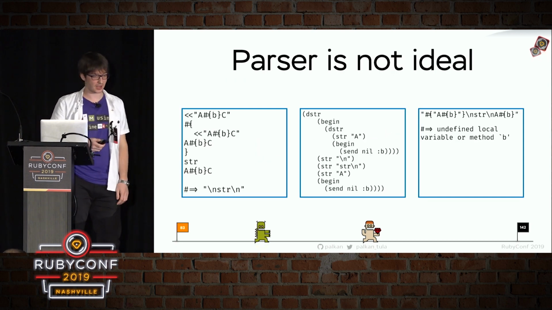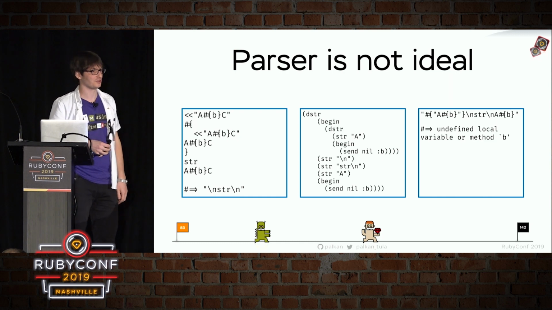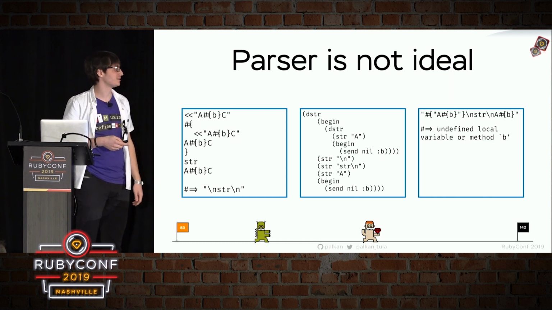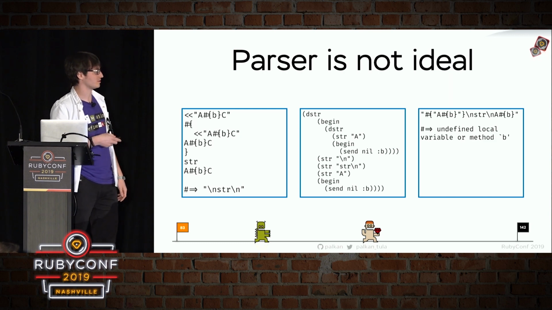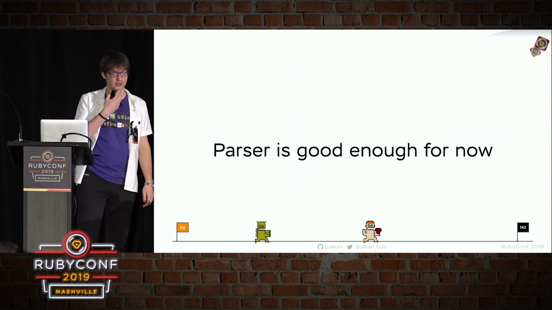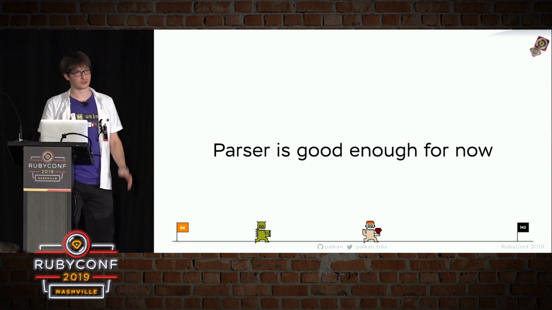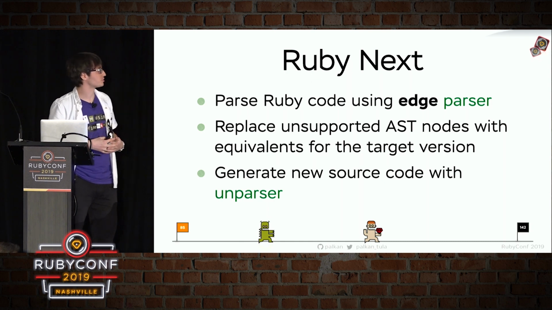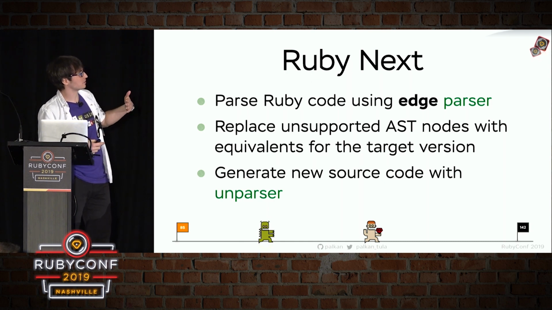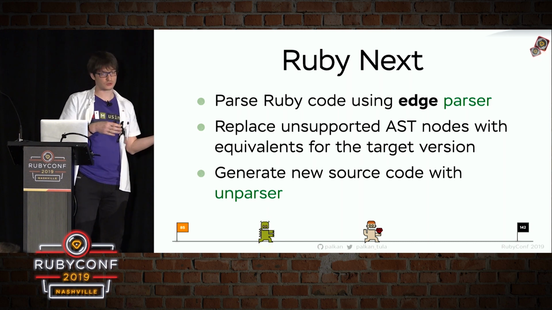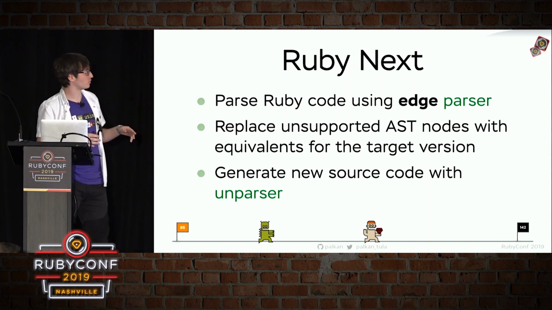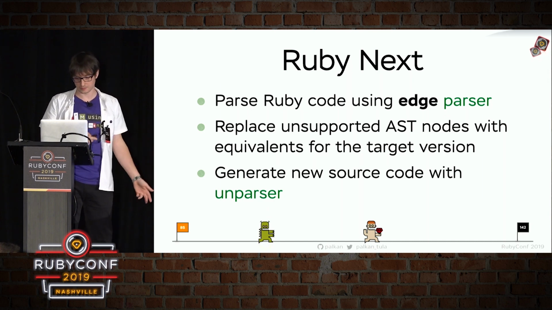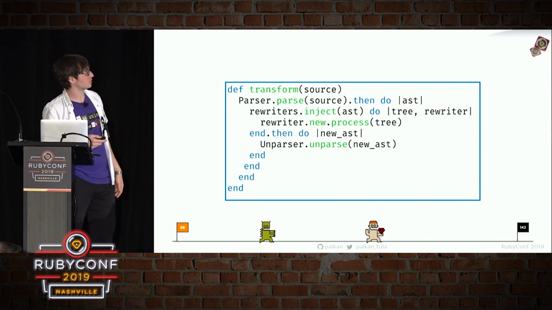Parser is not ideal. There are some very strange Ruby use cases which it can't parse correctly. But, well, I don't know if anyone writes code like this. So Parser is good enough, at least for now, to be the core of this transpiler. So we chose Parser, and the final schema is: we parse Ruby code using Edge Parser, which is not an official version. Then we replace AST nodes, and then we generate new code using Unparser. So this is the same, just written in Ruby code.